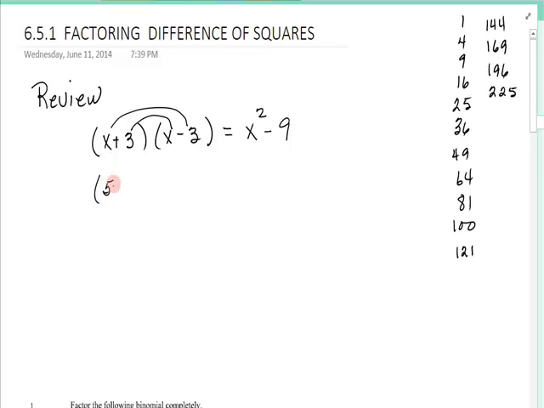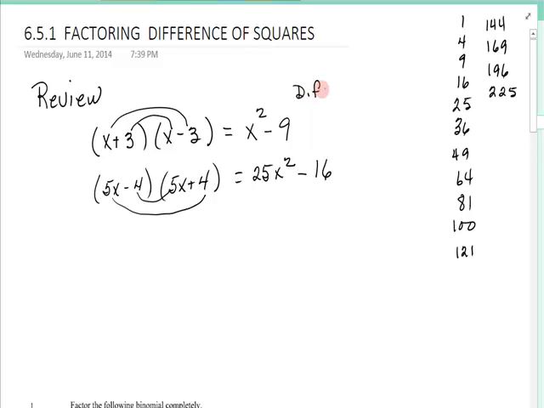If you had 5x minus 4 times 5x plus 4, the product of the first is 25x squared. The outer product is positive 20x. The inner product is negative 20x, so they cancel. The product of the last is a negative times a positive. It is negative 16. What you get when you multiply a sum and difference product, 1 plus, 1 minus of the same quantities, is the difference of squares. So when you have a binomial that is the difference of squares and you're factoring it, it will always be 1 plus and 1 minus the square roots.